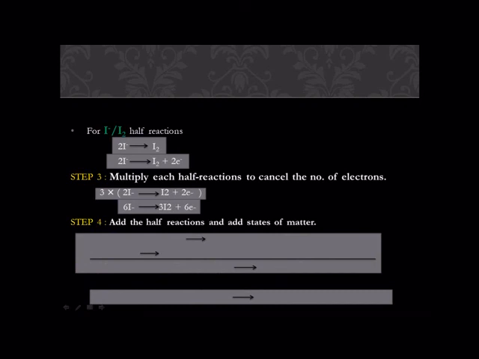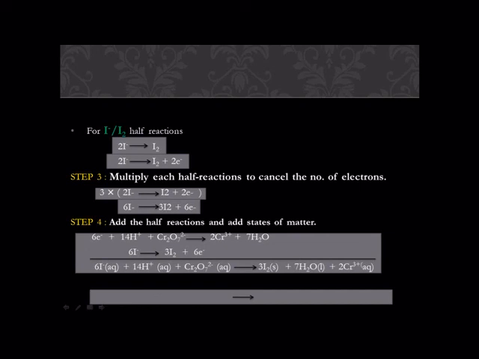Now we add the half reactions and add the states of matter. This is your reduction half reaction and this is your oxidation half reaction. Once we have added them, you can see the electrons get cancelled, which is the reason to multiply by 3. After that we add the states of matter. For ions, which are present in solution, we add aqueous because the water molecules have dissociated these ions. For iodine I2, it's in solid state, and water is liquid, so we add the states of matter to give more information to the reaction. And we have balanced the overall reaction. So this is the overall reaction that is taking place in an acidic medium.